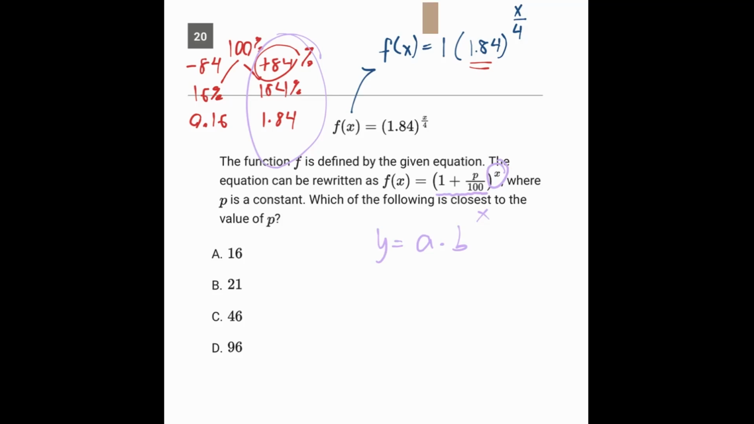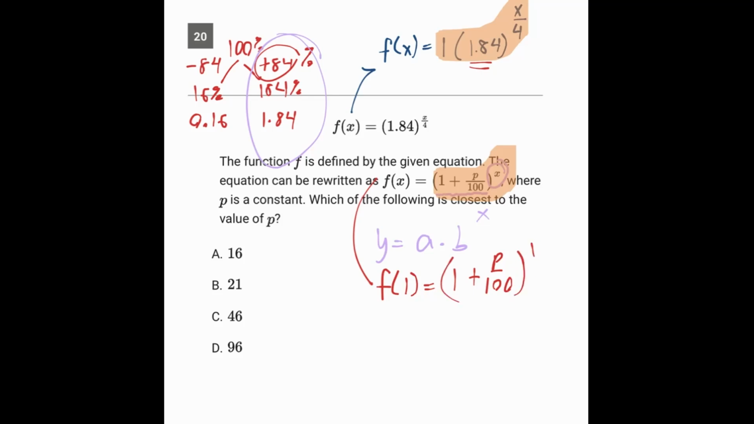So just to review, we've got a function where we're saying this thing is going up by 84% every time x goes up by 4. And then we're being asked, well, by what percent is this going up every time x goes up by 1? And it's a really sort of tough theoretical question here. But the way to solve it is really easy because all we need to do is just say, okay, well, what if x equals 1? What would happen here? So f of 1 is 1 plus p over 100 to the 1.